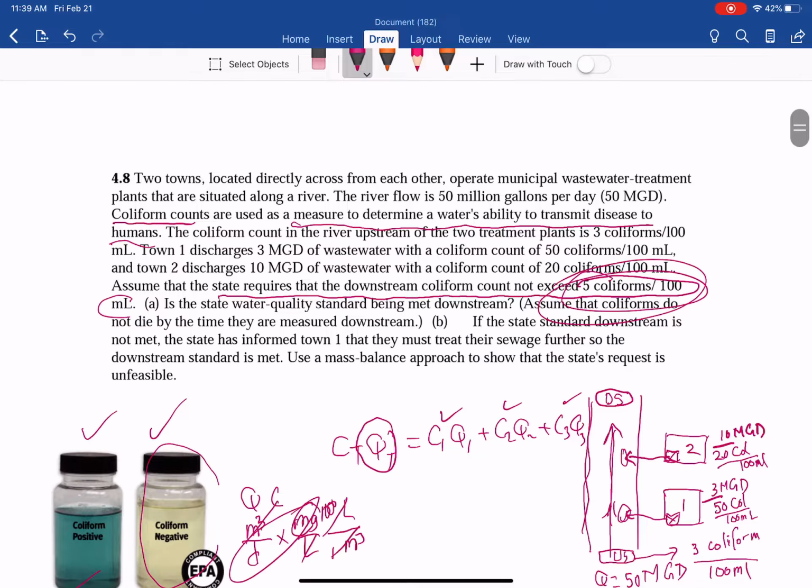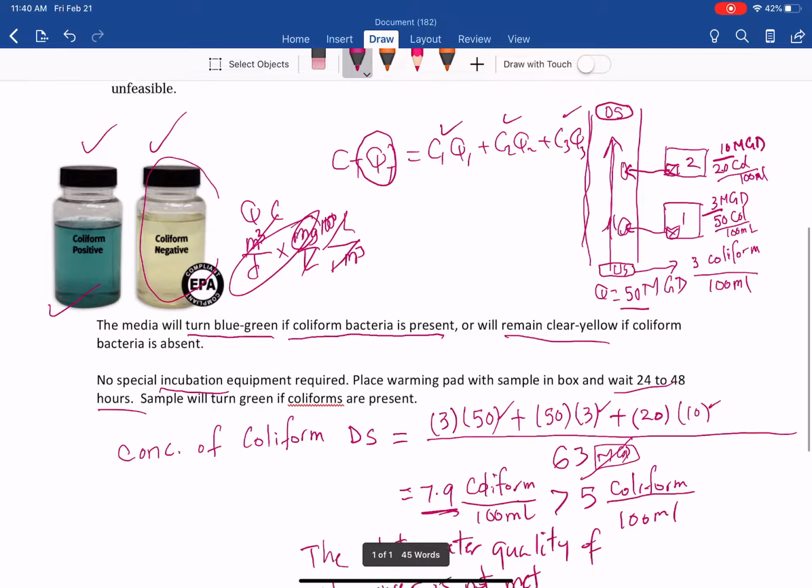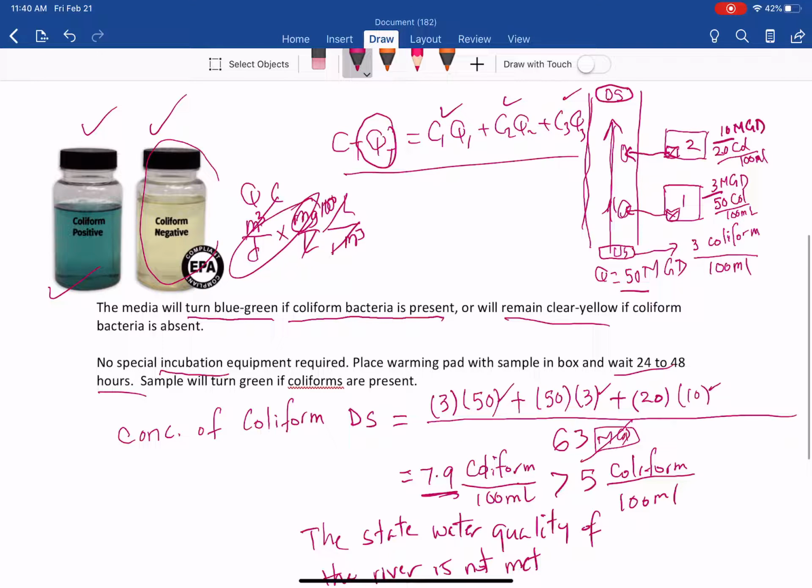If the state standard downstream is not met, the state has informed Town 1 that they must treat their sewage further so the downstream standard is met. Use a mass balance approach to show that the state request is infeasible. Let's do the mass balance and see if this is true. We're going to use the same mass balance that we did here.